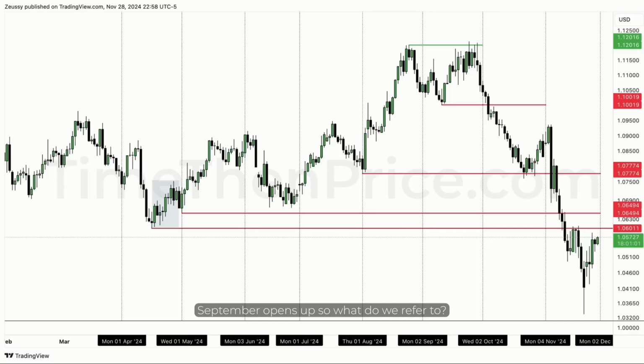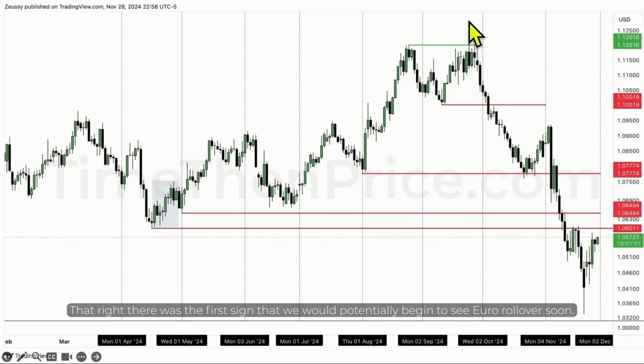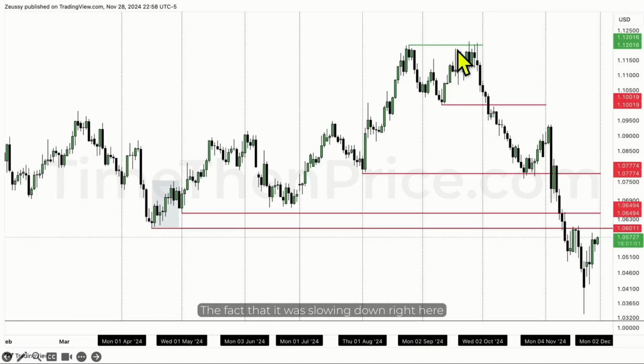September opens up, so what do we refer to? We refer back to the August high and the August low. What I want you to see is that we reprice above the August high here, but notice that the bodies do not close above it. Instead, we see the market take out that high and then reject it. That right there was the first sign that we would potentially begin to see Euro roll over soon. The fact that it was slowing down right here was a key signature to me.